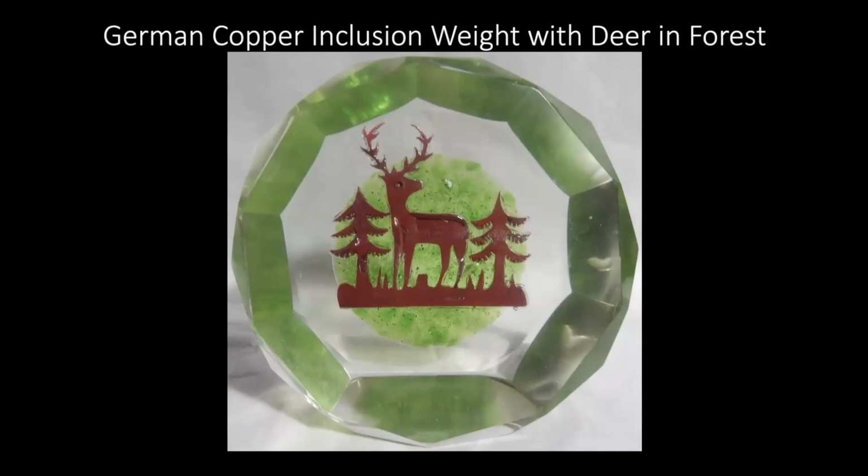The cutout with the deer and the trees is made of copper. When heated, like in the encasement process, copper can also often turn red. So this is why it isn't copper colored, but copper is something that can be encased in paperweights fairly well.